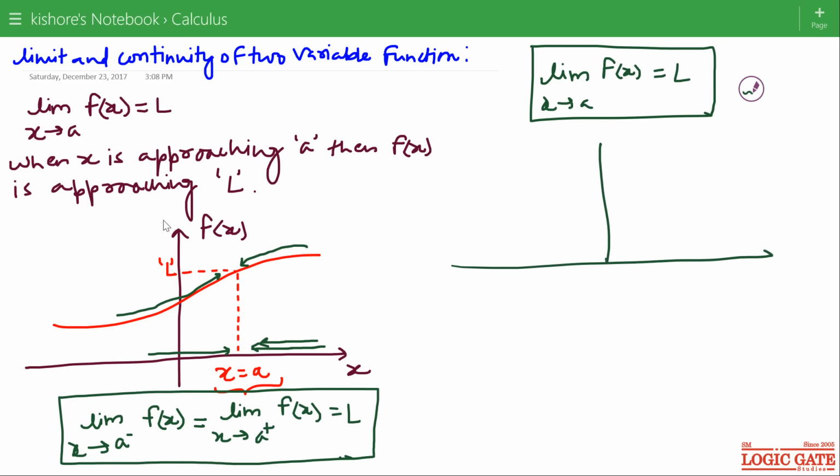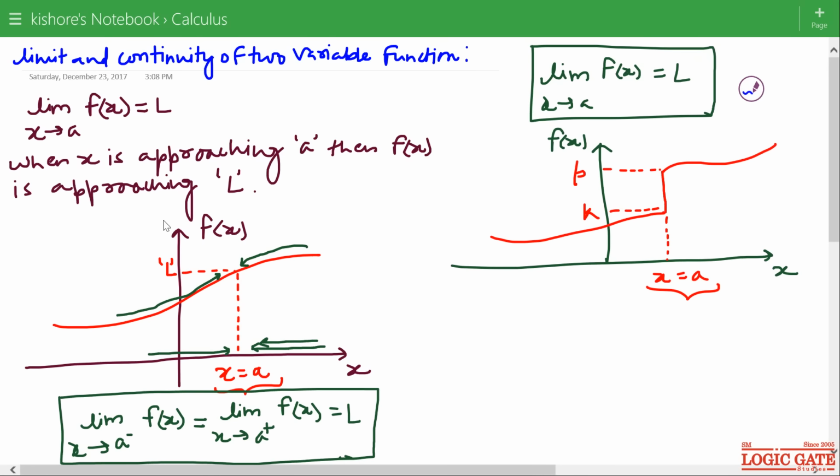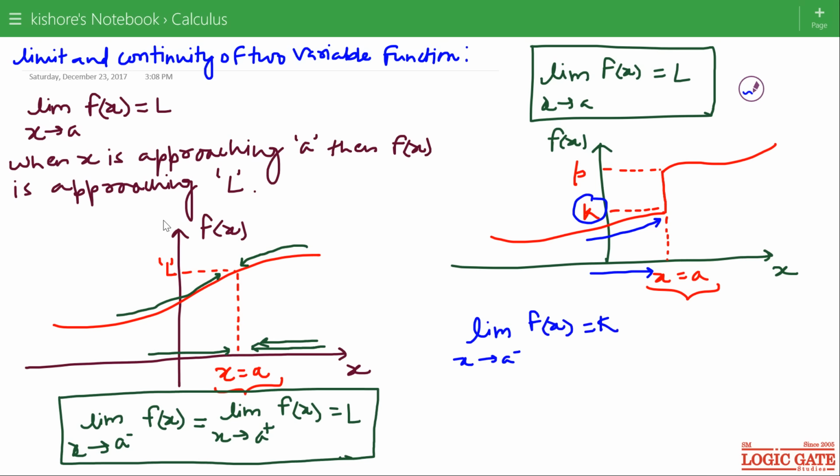Now I am taking another function f(x), and it is something like this. This is any arbitrary point a, and it has two values here, suppose k and p. Now for this function, if we approach x equal to a from the left hand side, then the value of function is k here. It means limit x tending towards a minus f(x) is k, and if we approach this point x equal to a from the right hand side, then the value of function is p.